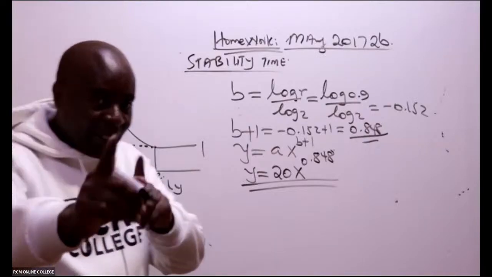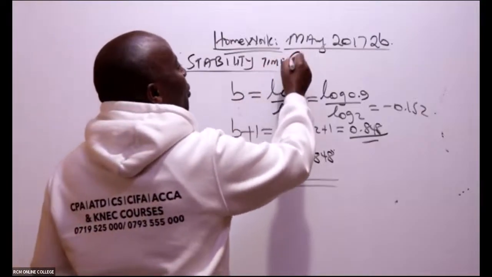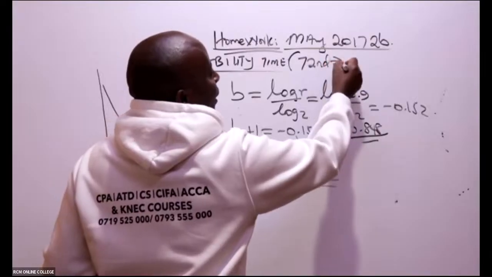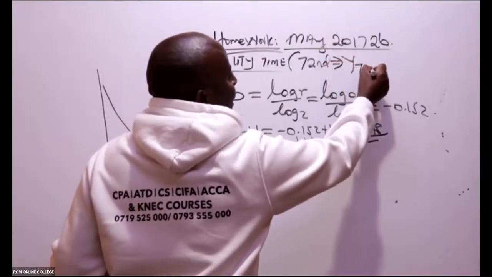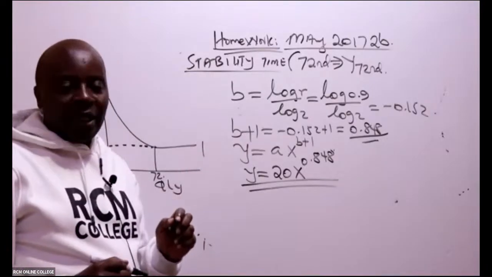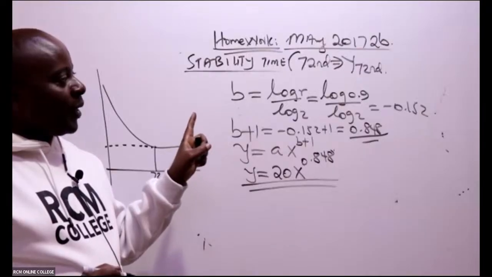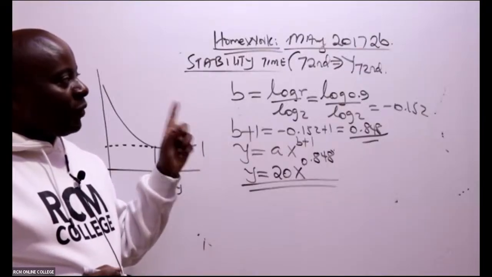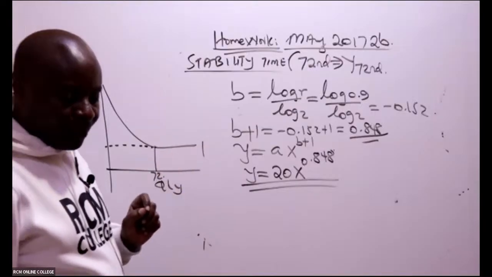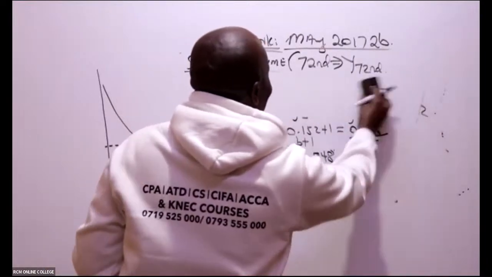Ladies and gentlemen, please listen. They've told us we are going to stabilize on the 72nd unit. So basically, I need to get Y 72nd. Is there somebody who can do that for me? Y 72nd is the time of stability. You can write there: time of stability is the time of producing the 72nd unit, which needs some expansion.